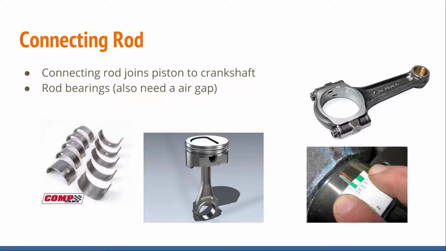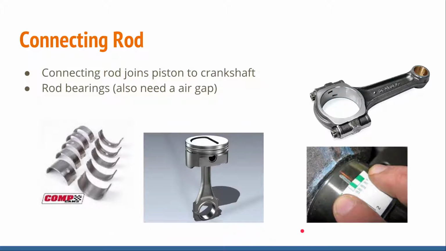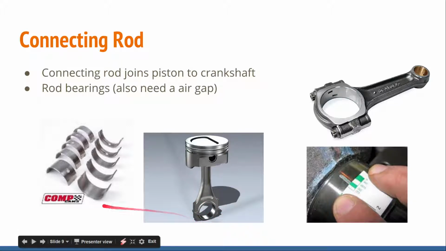Rod bearings also need an air gap. On the far right hand, the picture I have for you right here shows the gap, and how that works is it's called a plastic gauge. So you take a little piece of plastic, you take your connecting rod with your bearings, and I should start by saying your bearings actually sit right here inside your connecting rod.